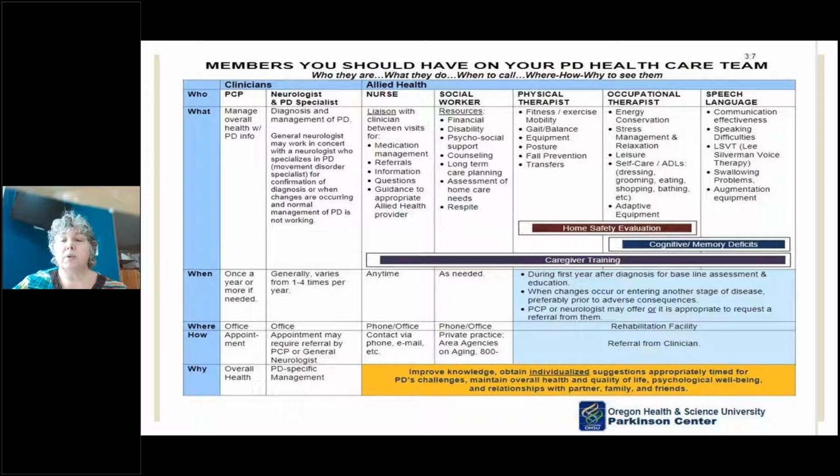Now, this is a wonderful slide that Libby actually shared with me, and I just think it's so helpful. It really talks about the members you should have on your PD healthcare team: who they are, what they do, and when to call them. So we'll review this, but as Libby has shared, this is available to you as well, recorded. So certainly your primary care provider, that PCP, manages your overall health information.